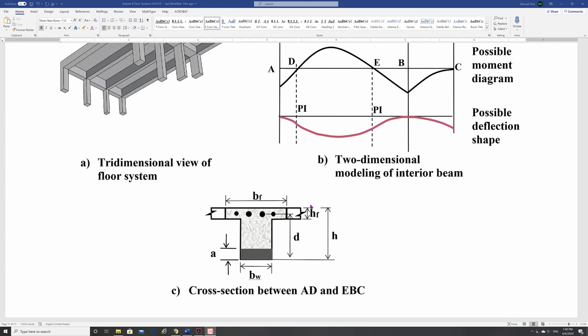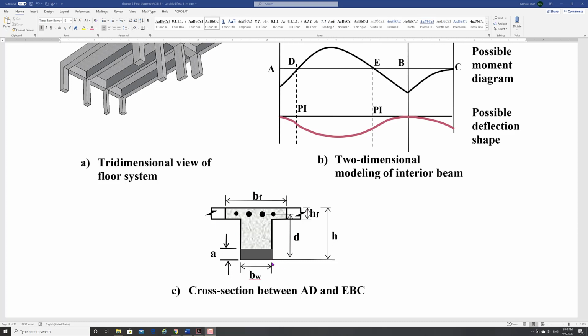But the important thing is that in this case, with a negative moment, your compression is at the bottom. So your compression is a rectangle, always, with b equal to b_w, the width of the web. And so that means that here you can use your regular formulas for design. This is not really a T-beam formula.